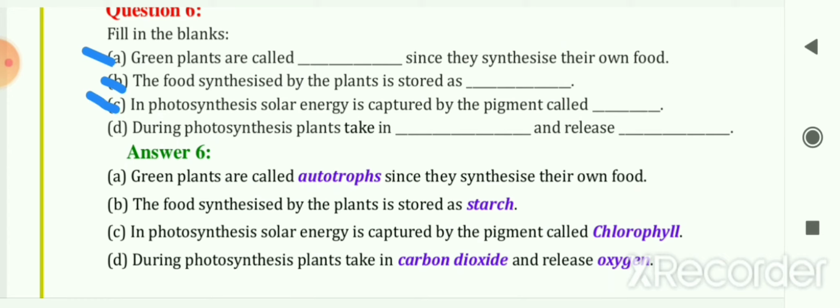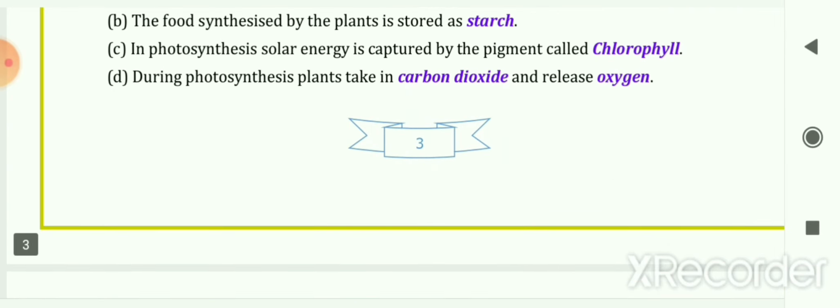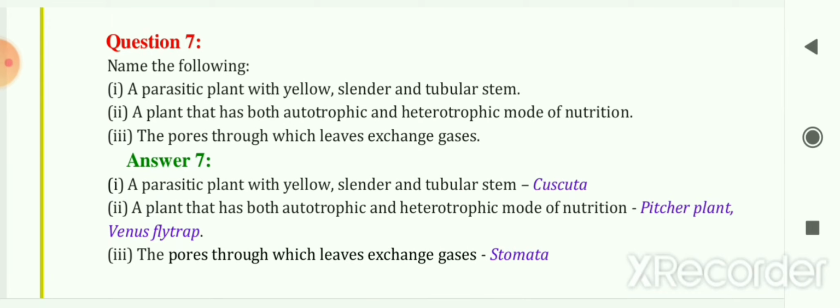The next blank is in photosynthesis, solar energy is captured by the pigment called blank. So that pigment is known as the chlorophyll. Next is during photosynthesis, plants take in blank and release blank. So during the photosynthesis, plants take in carbon dioxide and it releases oxygen. So here we had seen all the blanks.